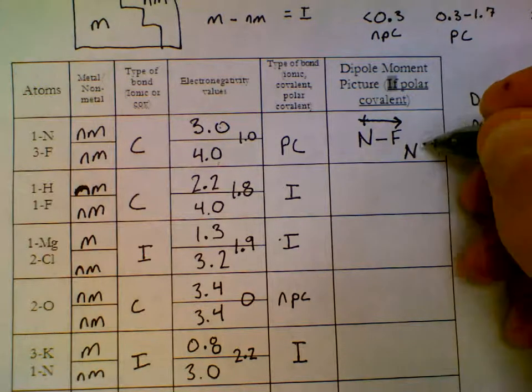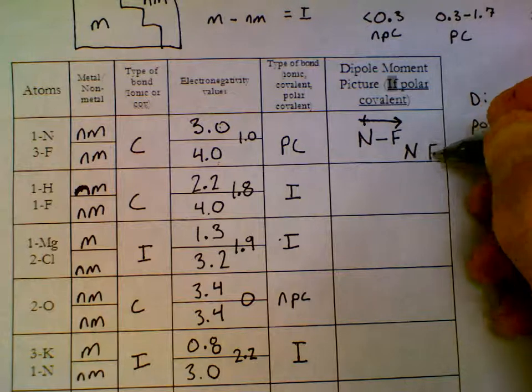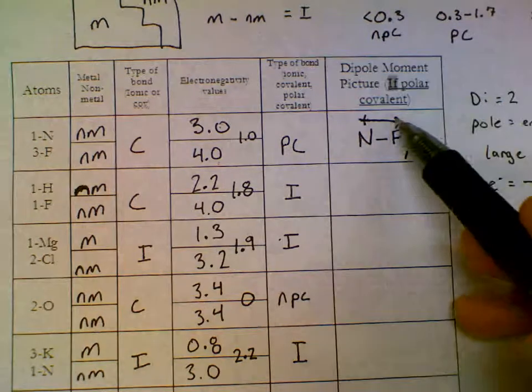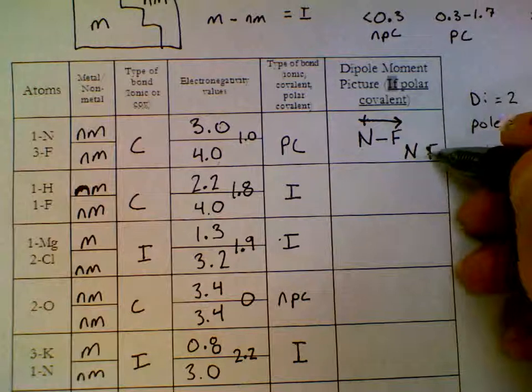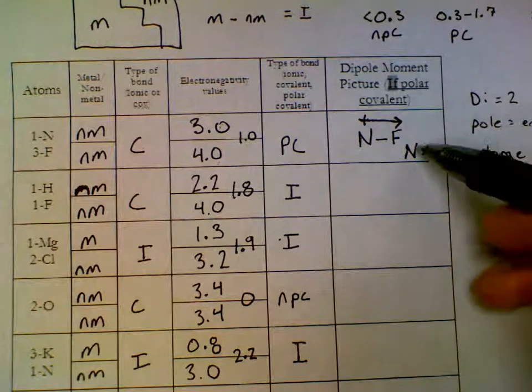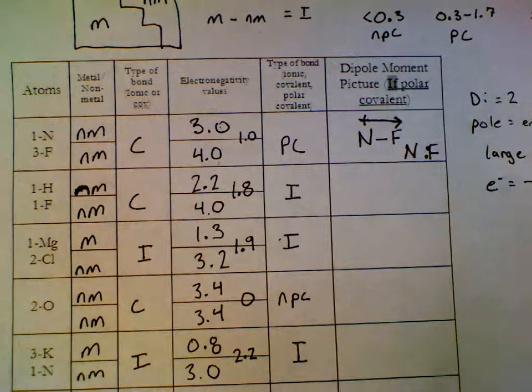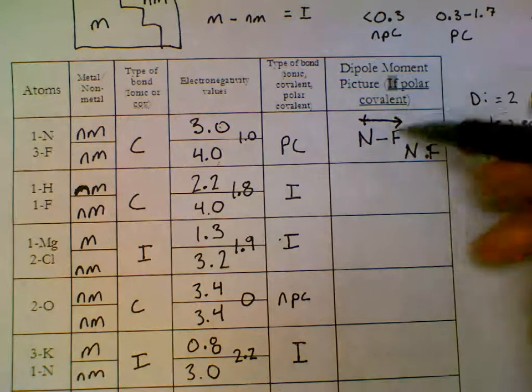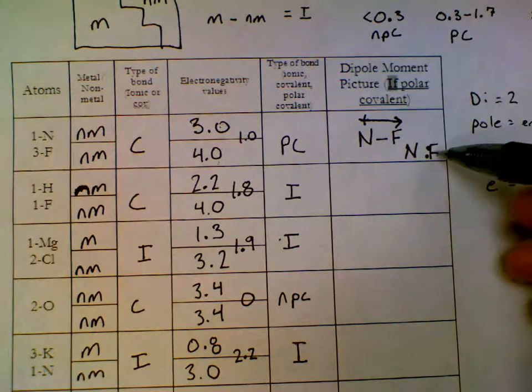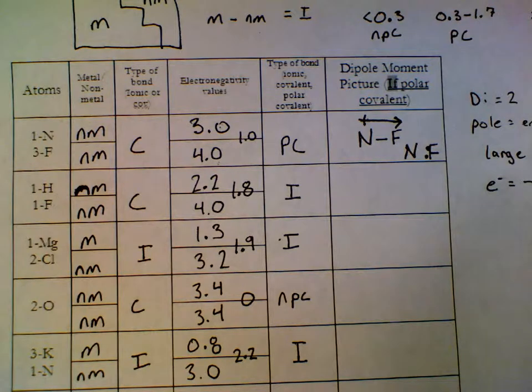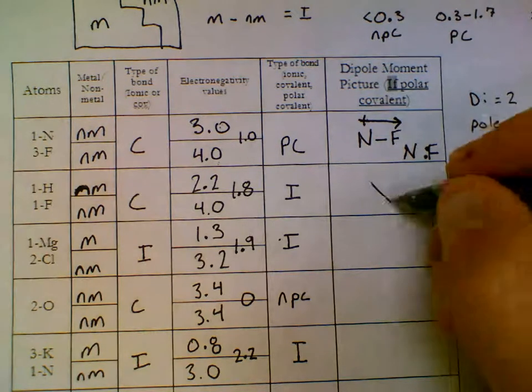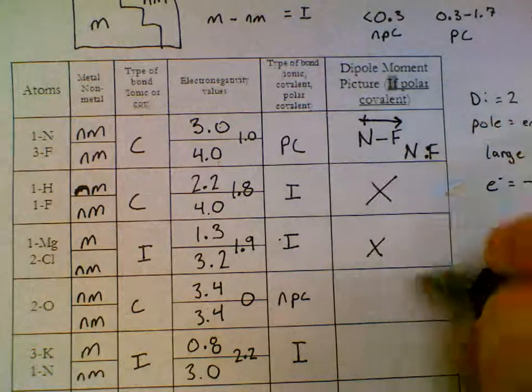So really, covalent bonds are sharing of electrons, but since this is polar covalent, this arrow is basically showing that the electrons are headed more towards fluorine than they are for nitrogen. They're not right in the middle. This is the dipole moment, but it's really indicating that electrons are flowing towards fluorine, making fluorine partially negative. You don't need to do this one, or this one, or this one.